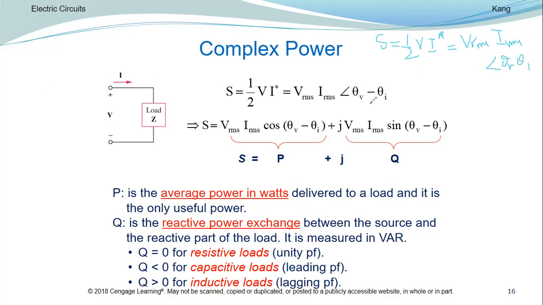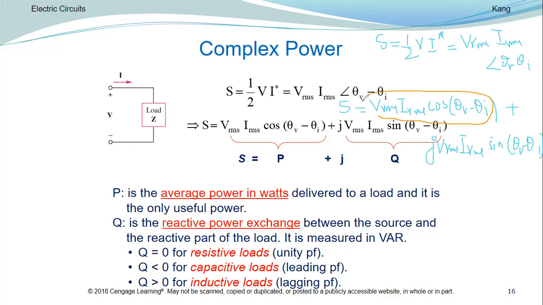Now the second thing is S will be equal to VRMS, IRMS cos of theta V minus theta I, plus J VRMS, IRMS with the sine of theta V minus theta I. So the thing to keep in mind is that this value will be my P value, and J will be present here, and this value is my Q. So my S value will be written as S equals P plus JQ.